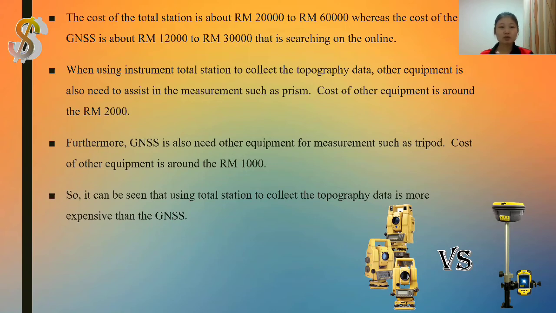When using the total station to collect topography data, other equipment is also needed to assist in the measurements, such as a prism. The cost of other equipment is around 2,000. Furthermore, GNSS also needs other equipment for measurements, such as a tripod. The cost of other equipment is around 1,000. So it can be seen that using a total station to collect topography data is more expensive than GNSS.